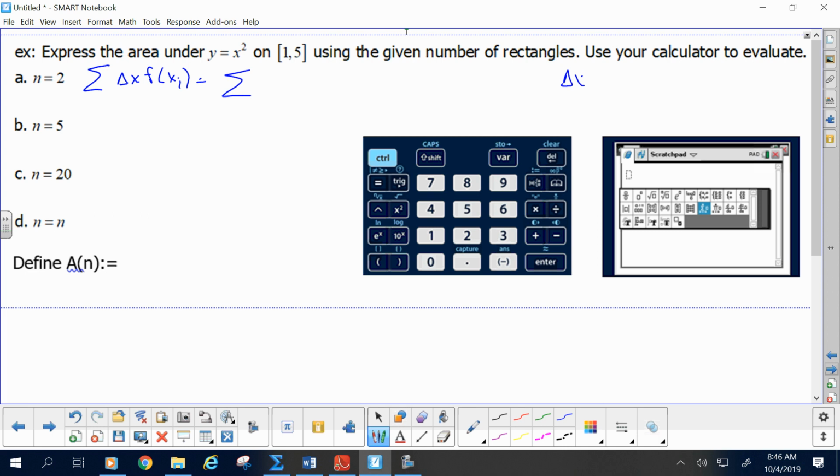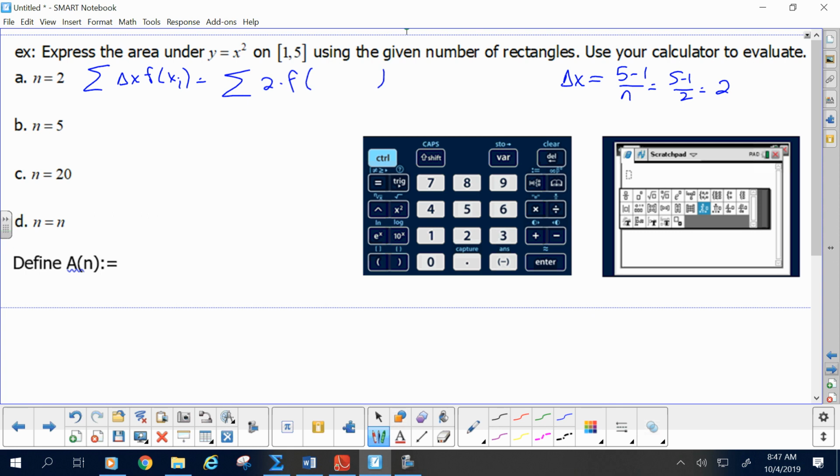What's delta x here? Delta x comes from doing what? 5 minus 1 over n, and in this case, that's 5 minus 1 over 2, or 2. So this should be 2. And what does that 2 represent in terms of geometry and graph? It's the base of each rectangle, or the distance you're going to go each time. Cool.